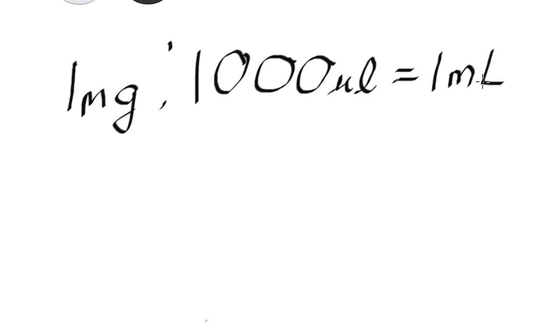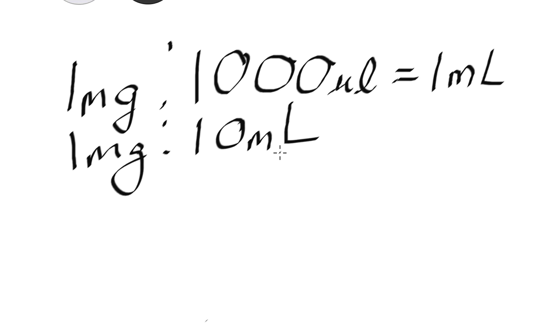So when they say 1 in 1,000, they're saying there's 1 milligram in 1,000 microliters, right? And what is 1,000 microliters equal to? Well, it's 10 to the -3, so that's 1 milliliter. So this is useful, right? So when you see 1 in 1,000, it's 1 milligram in 1 mL, and when you see 1 in 10,000, you know that it's 1 milligram in 10 mLs rather than 10,000 microliters.